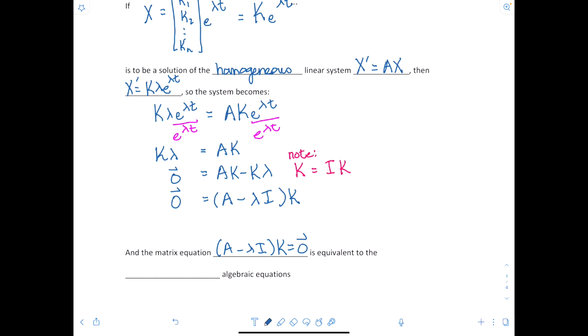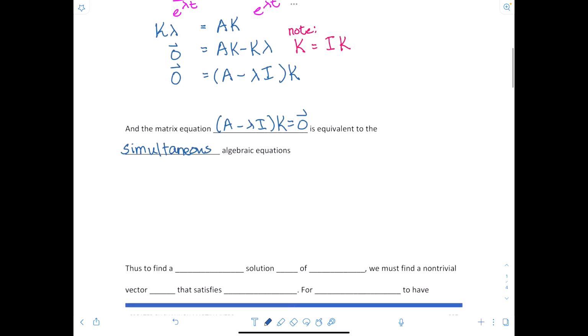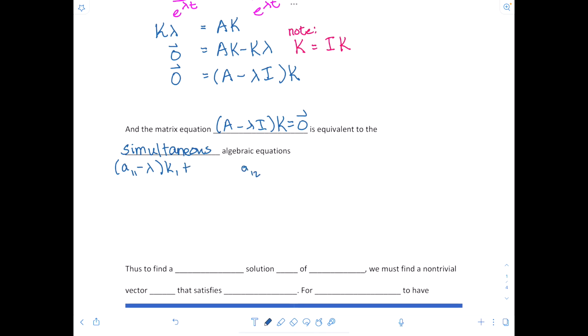the simultaneous algebraic equations: A11 minus lambda times K sub 1 plus A12 times K sub 2 plus dot dot dot plus A sub 1n times K sub n is equal to 0.